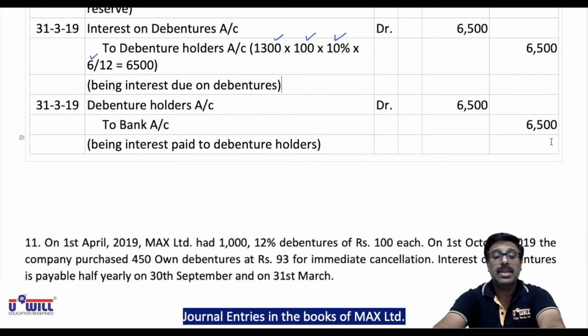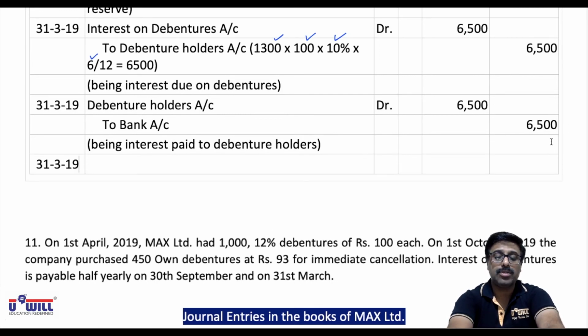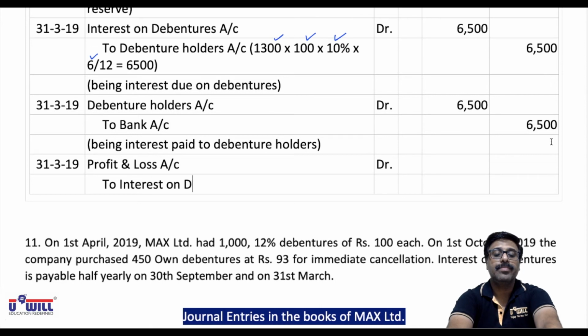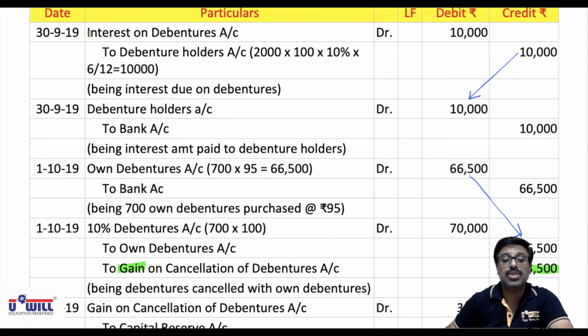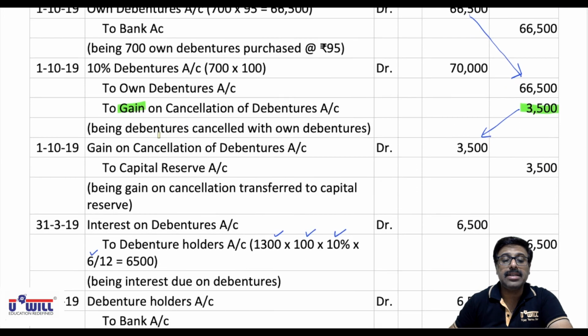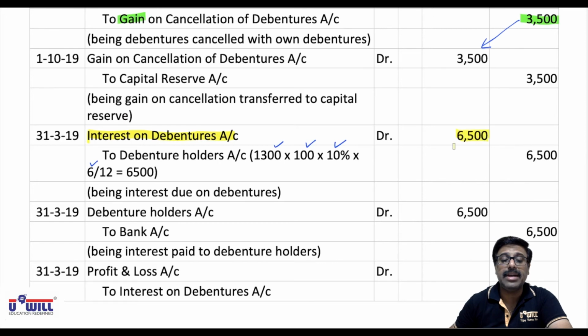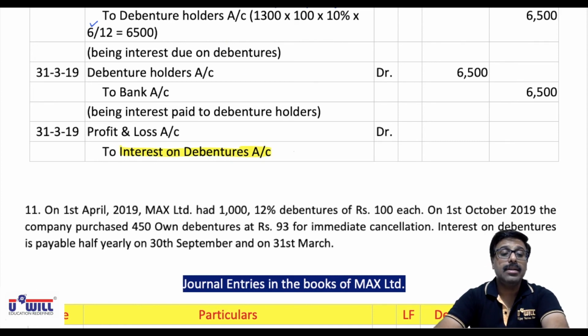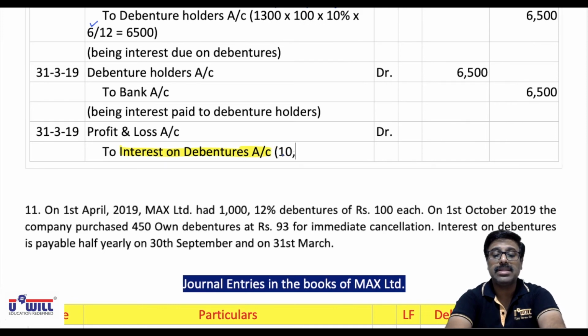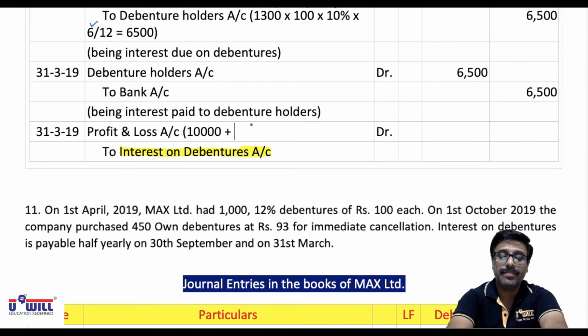Now, on 31st March, we'll transfer the interest to profit and loss account. So for that, the entry will be profit and loss account debit to interest on debentures account. These interest on debentures amounts which we have debited, this interest on debentures of 10,000 plus this interest on debentures of 6,500, we will credit and transfer to profit and loss account. So what will be the amount for that? The first entry's amount of 10,000 plus 6,500. So the total that will transfer to profit and loss account is 16,500.